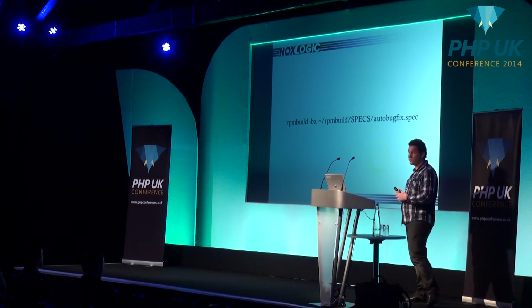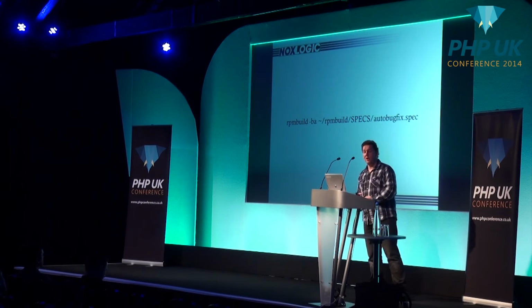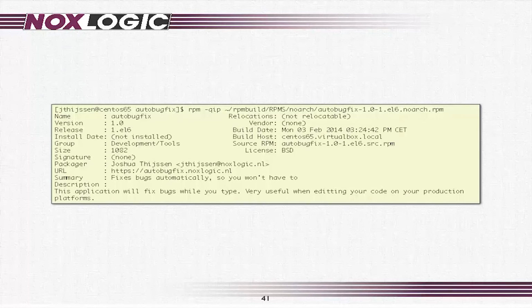And if it doesn't, you have to change the spec file. If it did, inside the RPM directory, there will be an autobugfix RPM. Let's assume that everything went okay, and I have the spec file. I can use rpm -qip to get some information about that package. And you see the name, autobugfix, the version, the release number. You see it's not installed because it says install date is not installed.